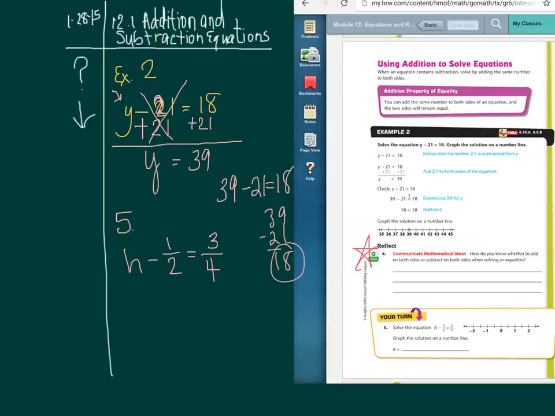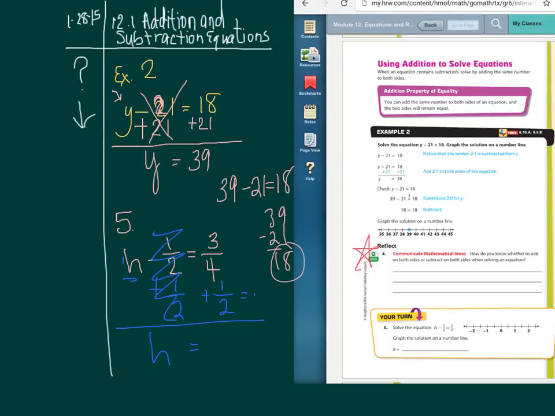Okay, the next problem. What do we want to get by itself? We want to get h by itself. So we're going to add a half. So add a half there, and then to keep it balanced, you add a half to the other side of the equal sign. These canceled out, and you're left with h equals, and now I need to add 3/4 plus 1/2.